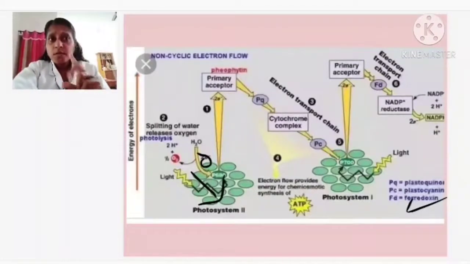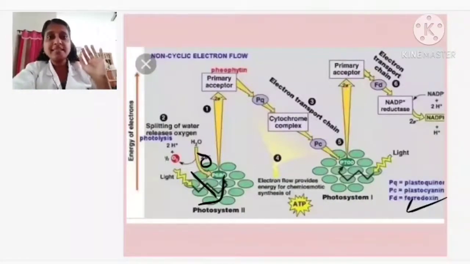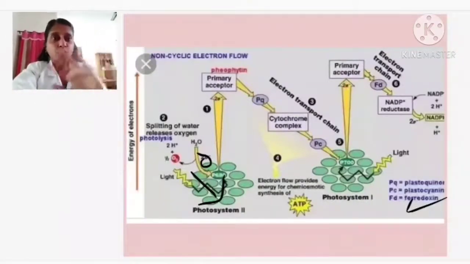Two more things are there. One is what? Oxygen. Oxygen is released into the atmosphere. It is a gas, so it is released as a byproduct. Process over, oxygen is released. In photosynthesis, oxygen is released at this stage. Okay, when the water is splitting up, oxygen is released.